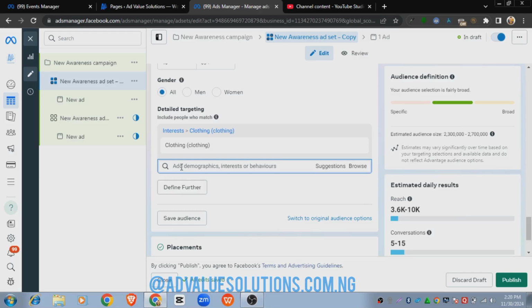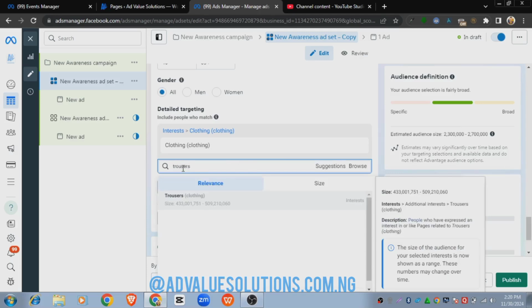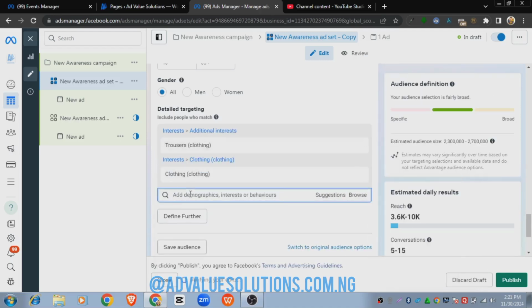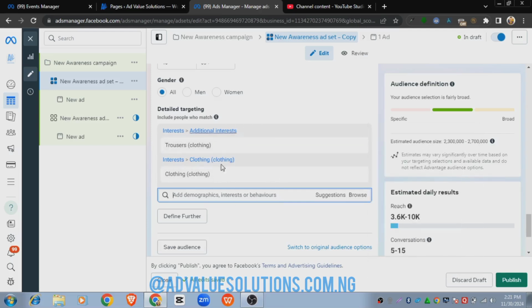So you can put, let me say, trousers here. Trousers. So you can just add more. Let me just, you get the idea. Clothing, trousers, someone that is interested in clothing. You can also put fashion, but fashion might be too big. Well, if the clothes you're selling are designer wears.